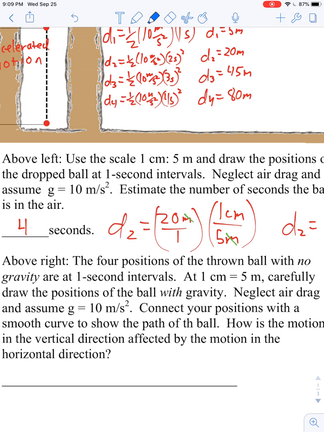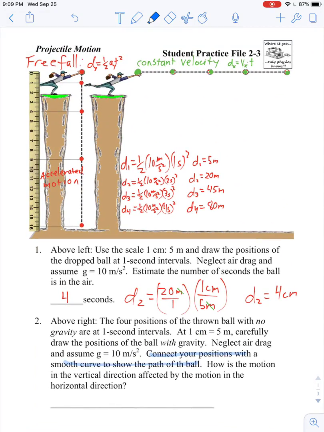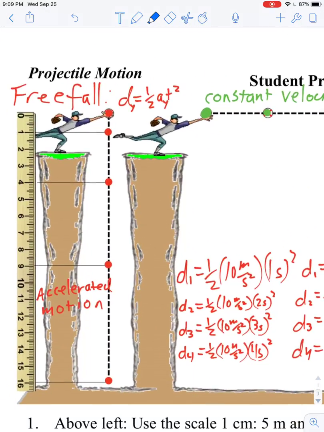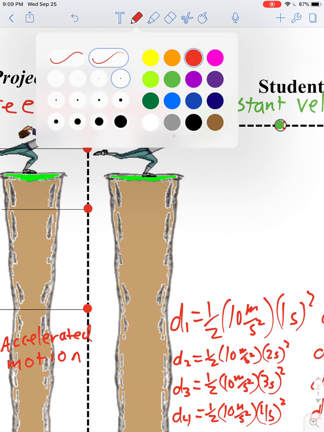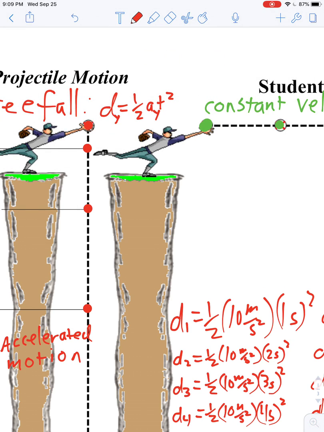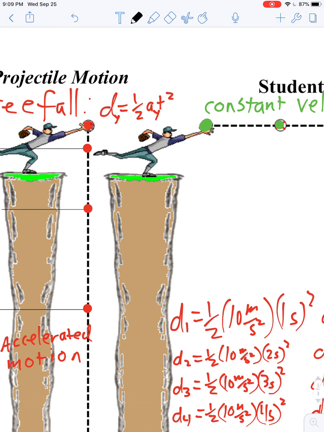The idea here is that you connect the positions with a smooth curve to show the path of the ball. Okay, what does that really mean? Well, we're going to just play this game of connect the dots. So if I go back over, each of the 2 balls is released from the same position. So you can see that the first red dot up here and the first green dot are at the same position. So let me make that black pen just to stay consistent. Okay, so these here are together.